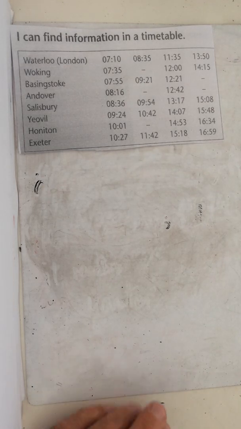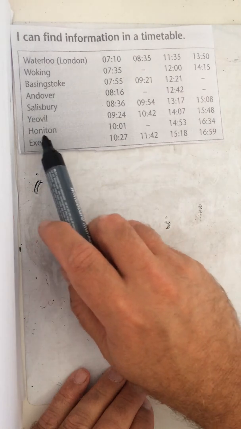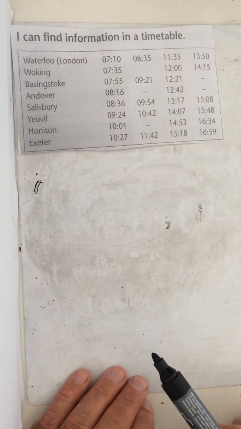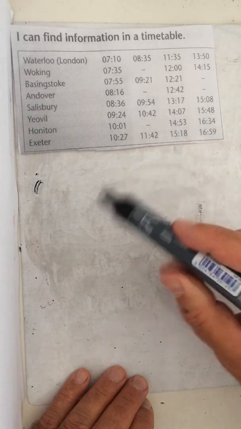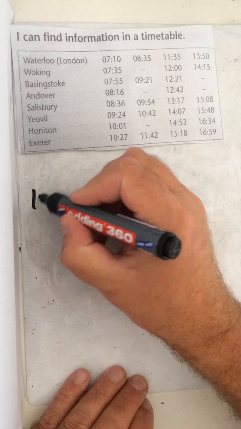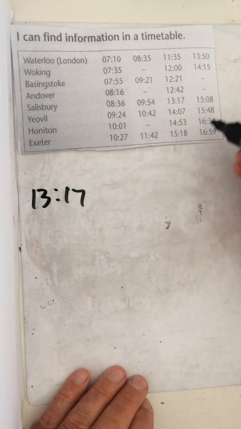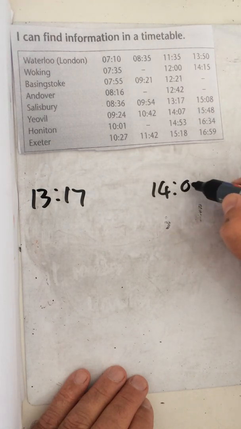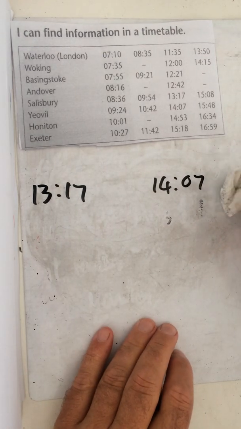The train arrives at Salisbury at 13:17. Let's have a little look. Salisbury, so it must be this one, 13:17. How long will it take to get to Yeovil? So 13:17 and there's Yeovil. Yeovil 14:07. Okay. In this one, however you want to do it is up to you.